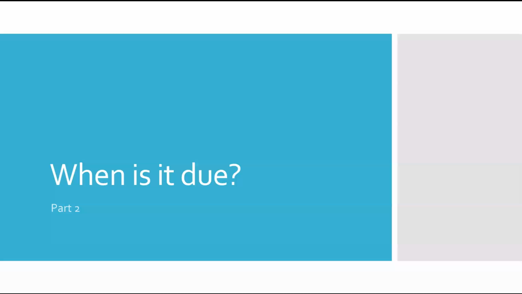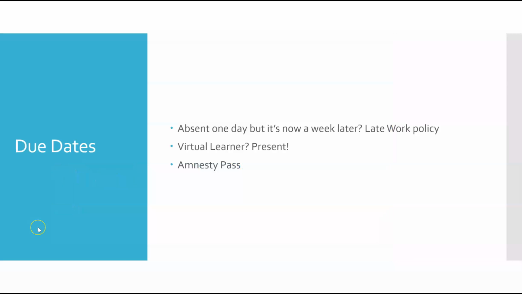Okay, part 2. So let's say you were absent on Monday and you want to know now, when is it due? You've checked the daily agenda, you've checked that to-do link, you know you have an assignment due, but when exactly is it due? Where my students and I seem to struggle is, when is the due date? If you were absent, when is the due date?